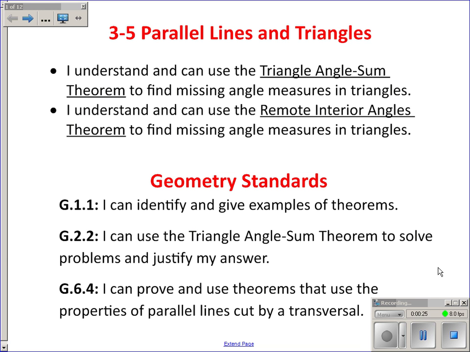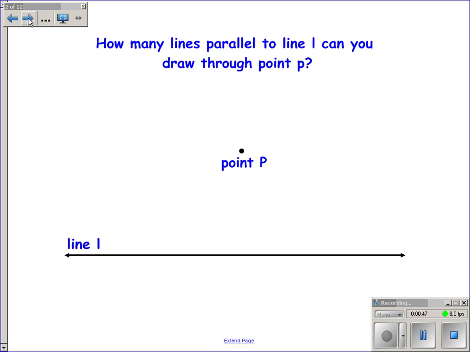We're also covering 3 geometry standards: G.1.1, that you can identify and give examples of theorems; G.2.2, which is the new one, that you can use the triangle angle sum theorem to solve problems and justify your answer; and again G.6.4, that you can prove and use theorems that use the properties of parallel lines cut by a transversal.